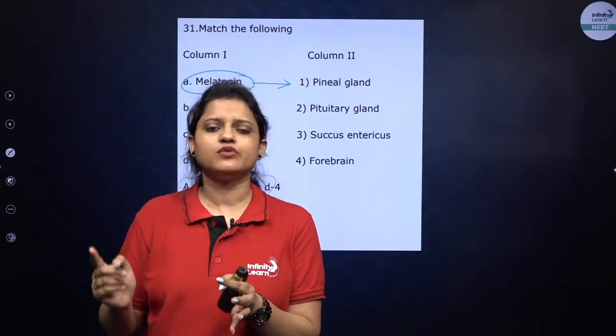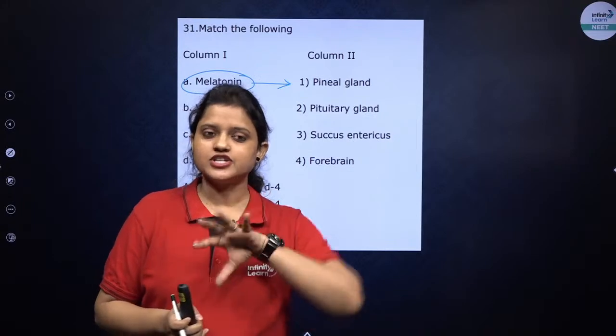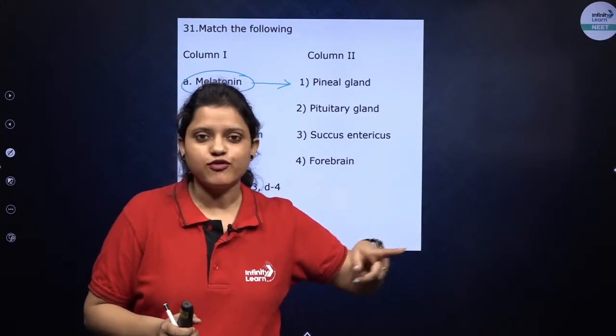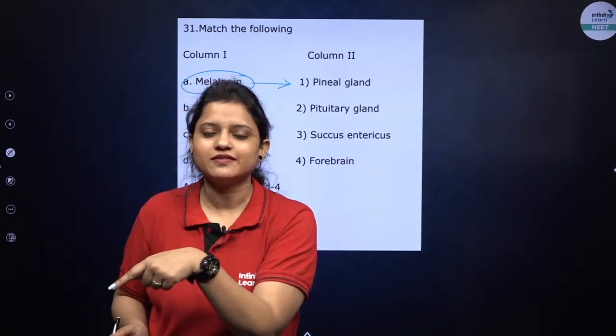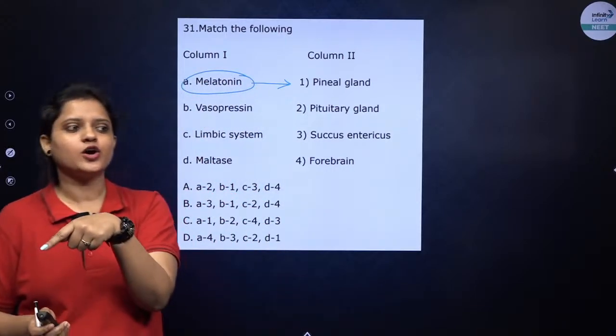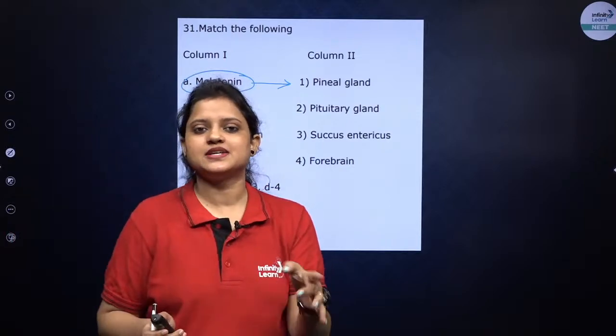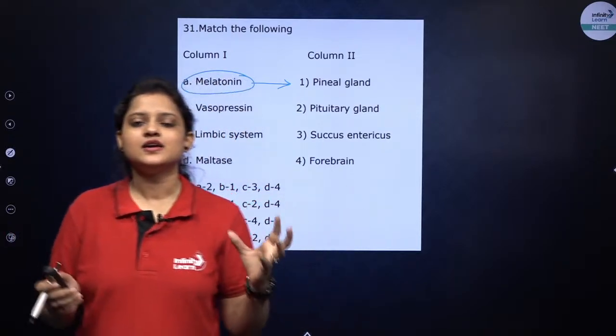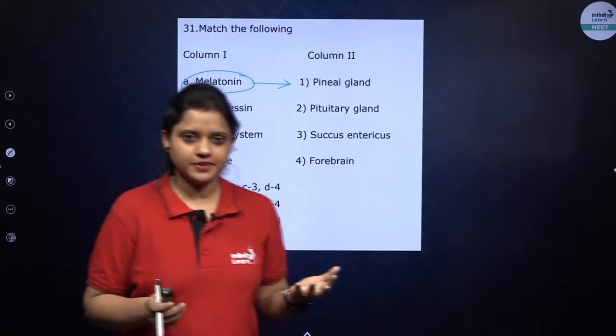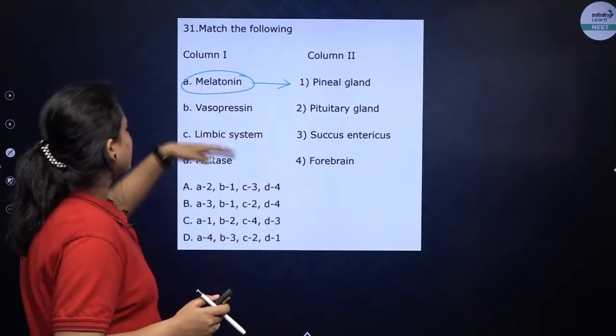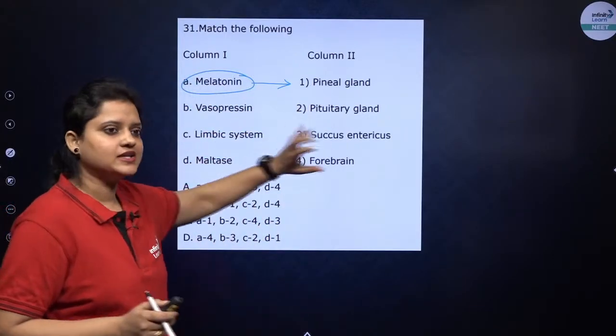Which amino acid? Can you tell me in the chat? Which amino acid will form melatonin hormone? Tryptophan. And this amino acid is present in milk. That's why it is said to drink milk before you sleep, right? So melatonin is associated with the pineal gland.